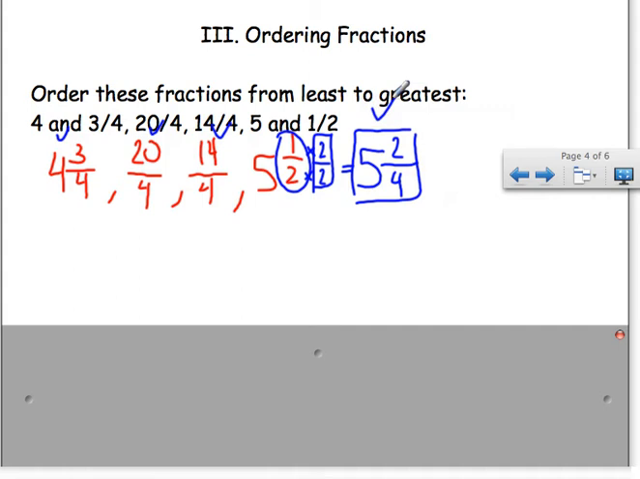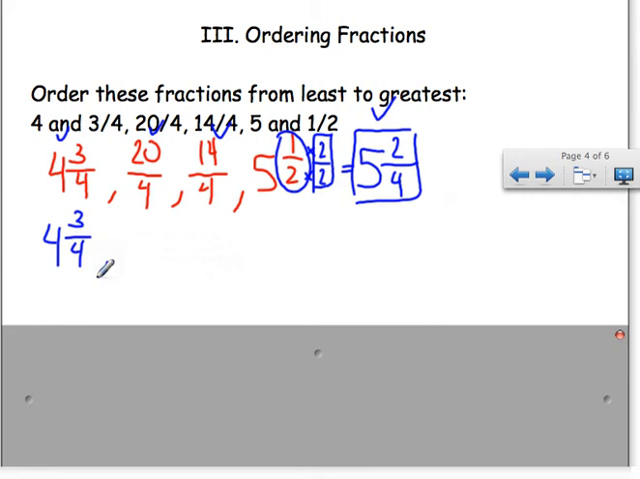The next thing I'm going to do is actually make sure that they are all either improper fractions or all mixed numbers. And so I have a choice. I could switch them all to mixed numbers, or I could switch them all to improper fractions. As I'm looking at this, I think it's going to be a little easier to keep all these as mixed numbers. So I'm just going to rewrite them as mixed numbers. So this first one I don't need to touch, that's 4 3/4.